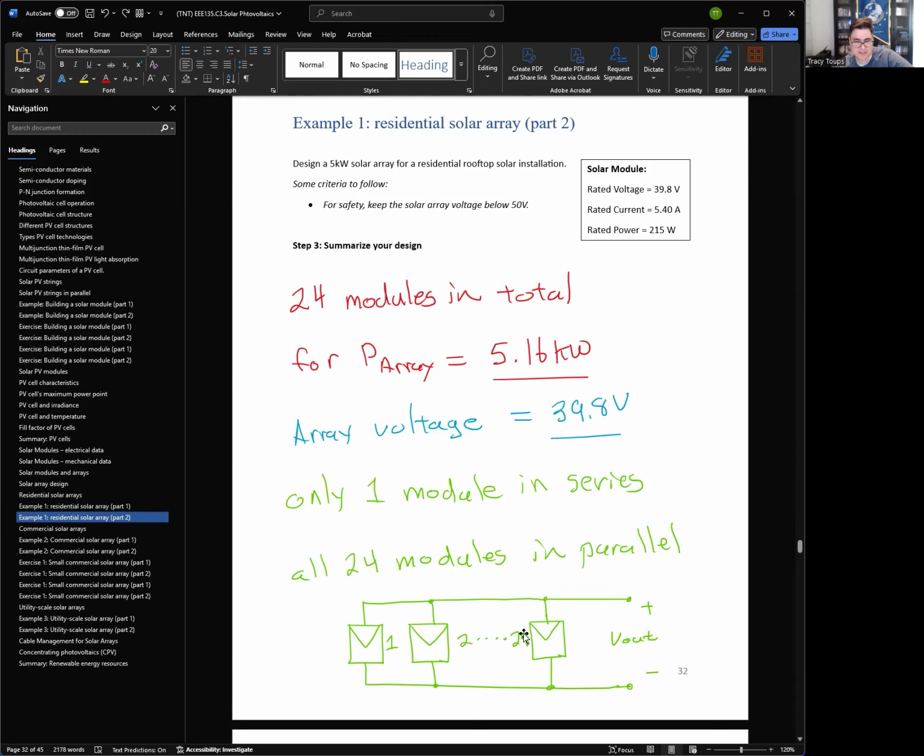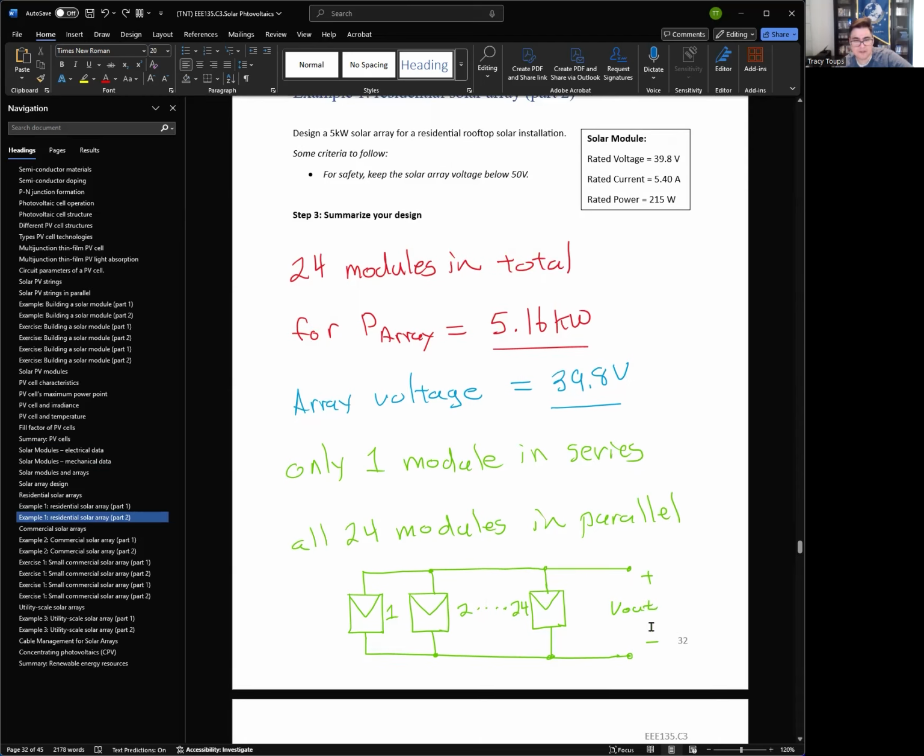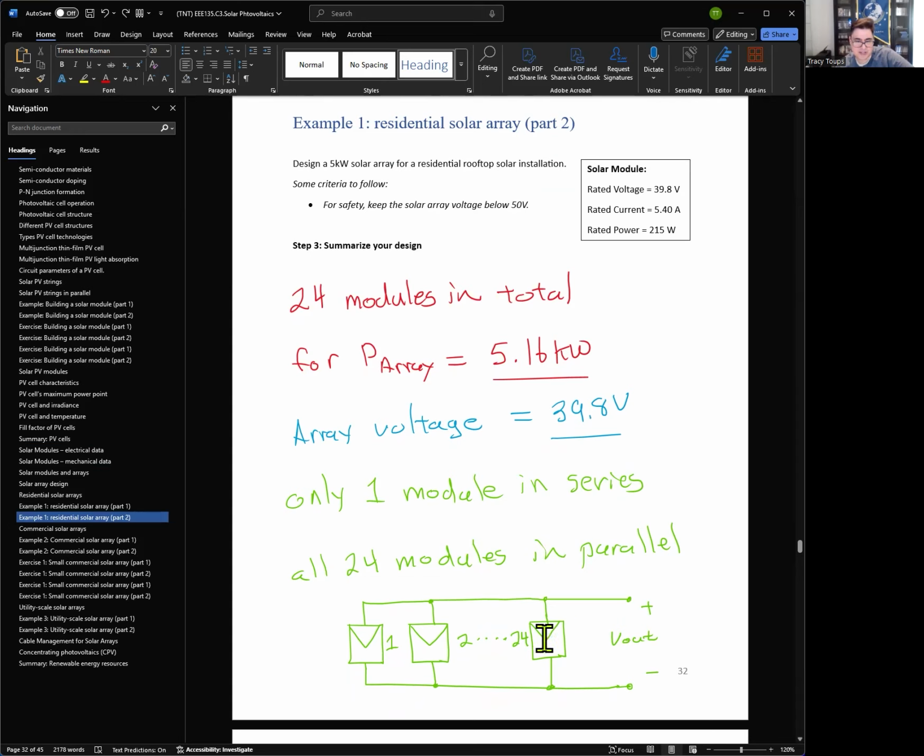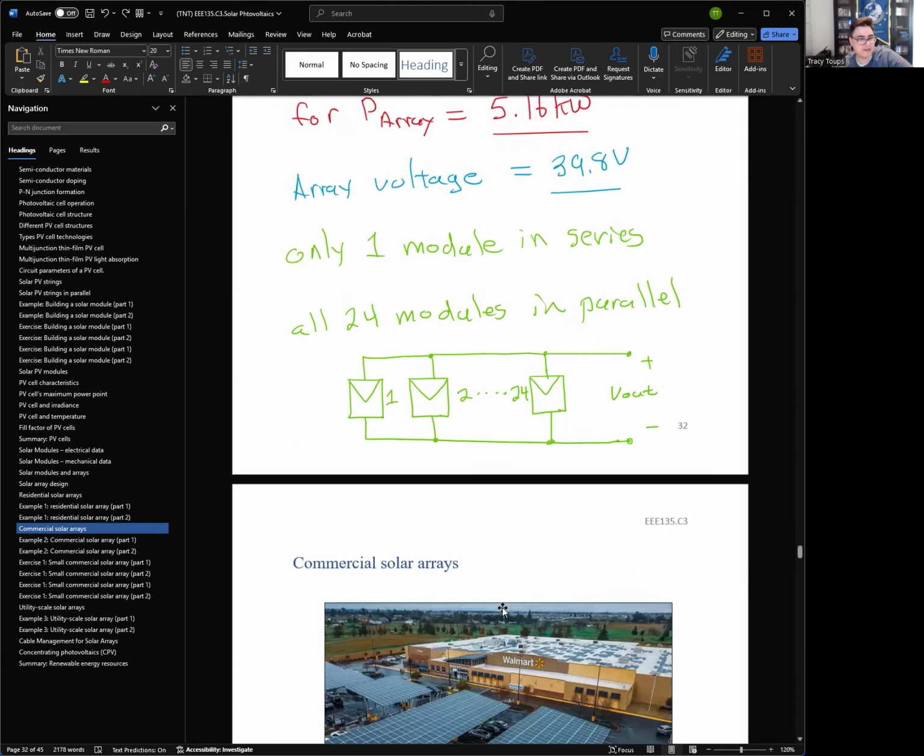Here you can see electrically how we draw it. This is the symbol for circuits of a solar panel. It's a box with a V shape in it. We're going to have them all in parallel all the way up to 24, and we're going to come out to 2 DC terminals for V out. So that's how you design it. A third step I didn't put here is you would typically want to look at the total current and the size of conductors, but we'll talk about that later.